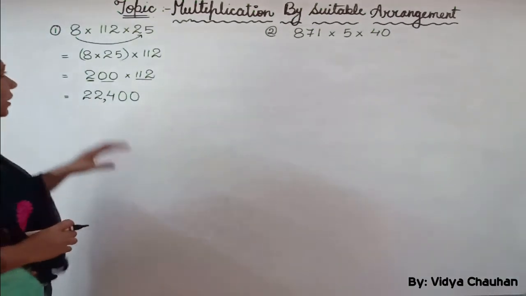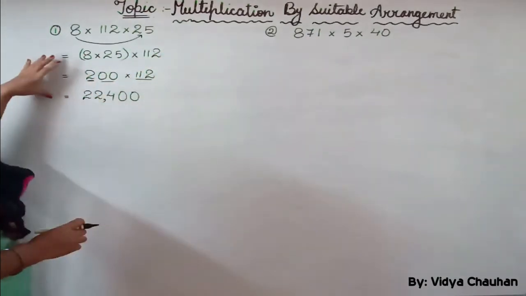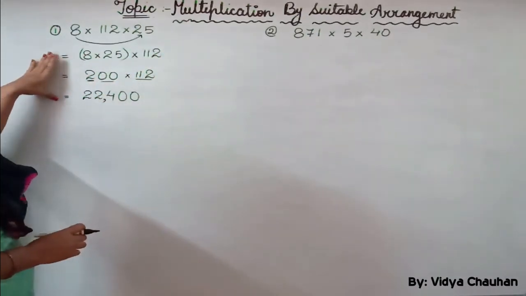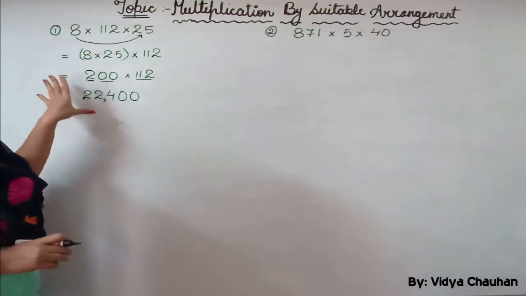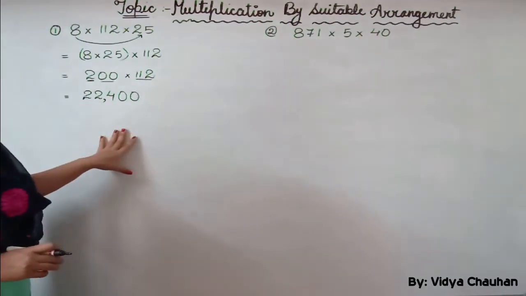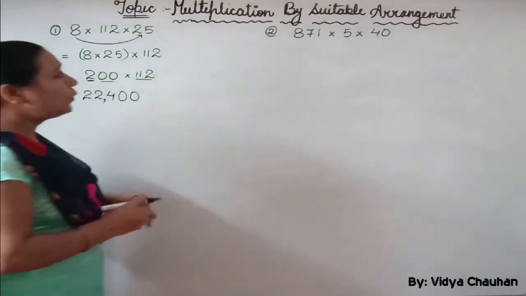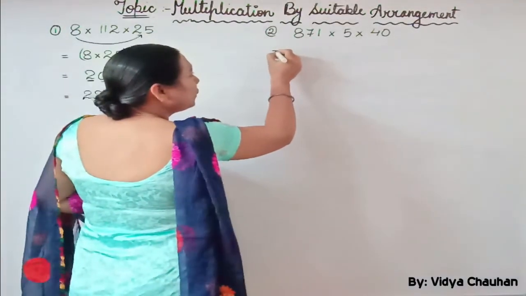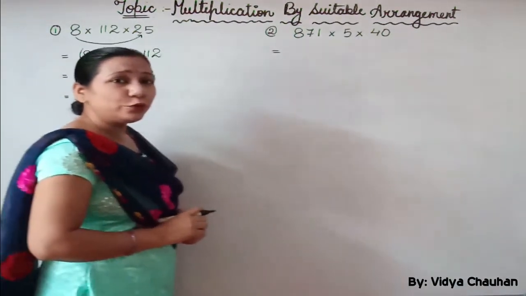22,400. So here you can see that there was no need of big calculation and we have done the solution in just 3 steps, students. This is called multiplication done by suitable arrangement. So we have arranged in a suitable manner. Now moving forward to the second example, let us see how to do this.